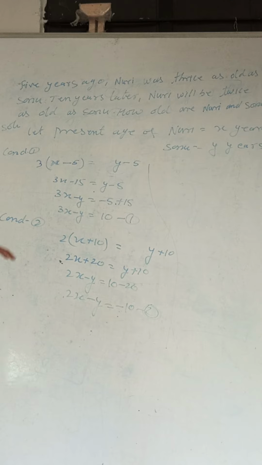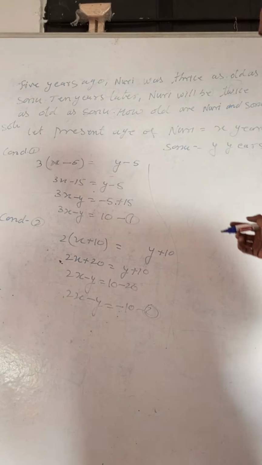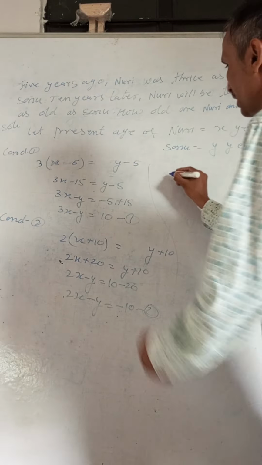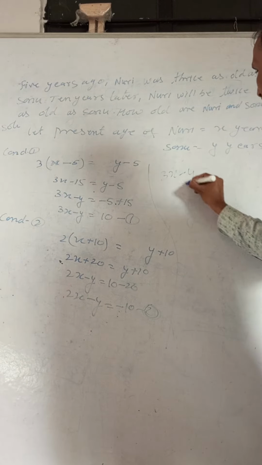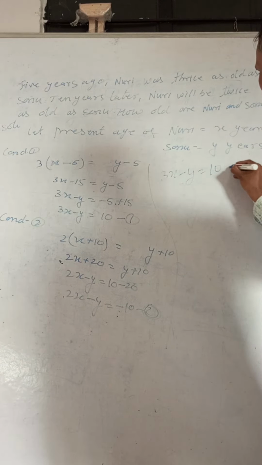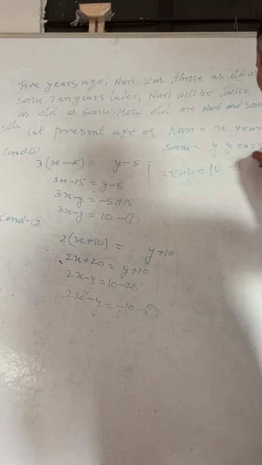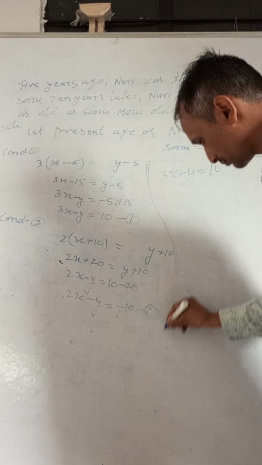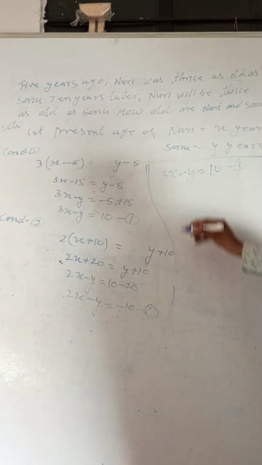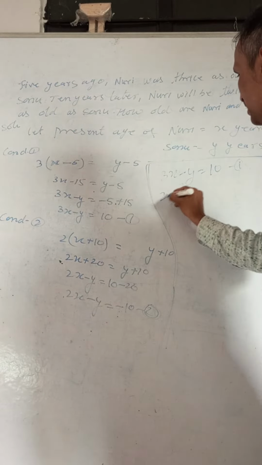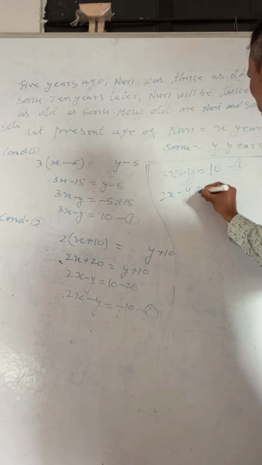So the first equation we got is 3x minus y is equal to 10. The second equation we got is 2x minus y is equal to minus 10. You can solve it by the substitution method also, but we are learning the elimination method. Let's solve by the elimination method. So we are writing up and down first. 3x minus y is equal to 10. It is equation number 1 we wrote. Next we can write here 2x minus y is equal to minus 10.